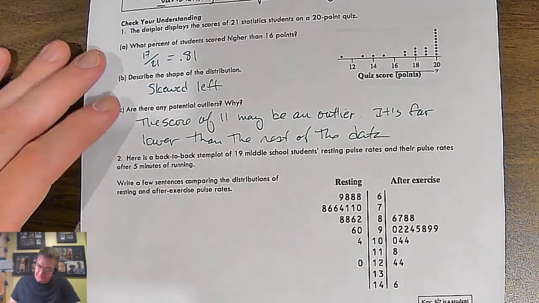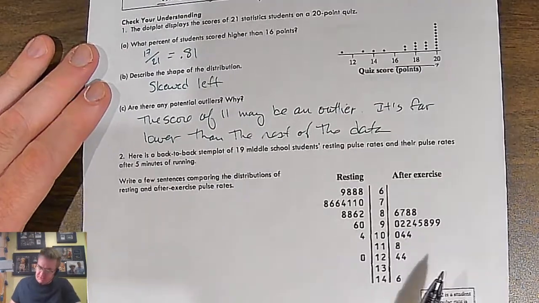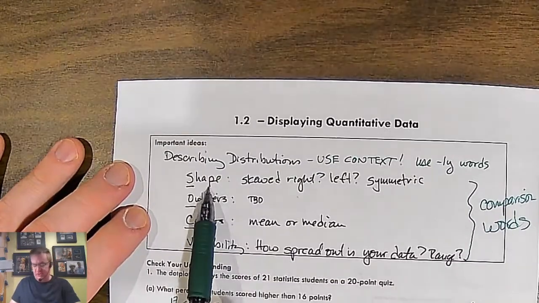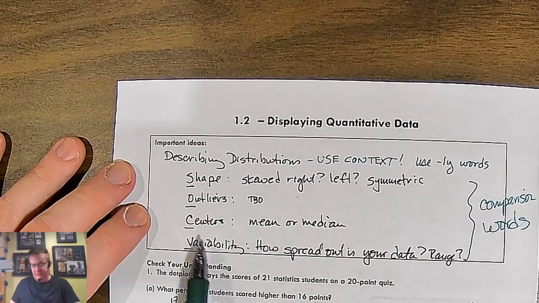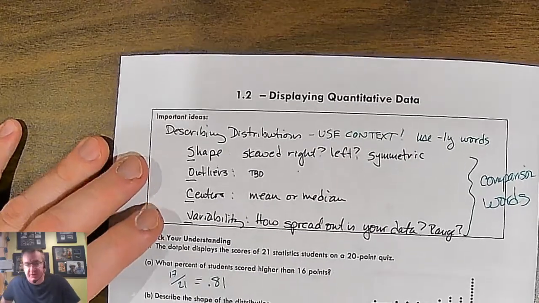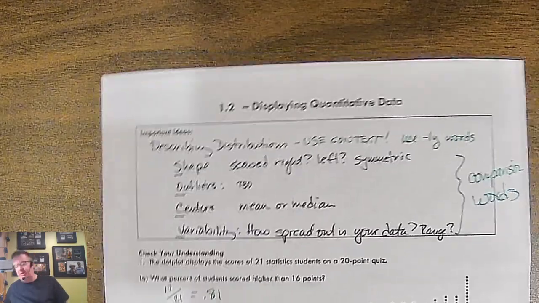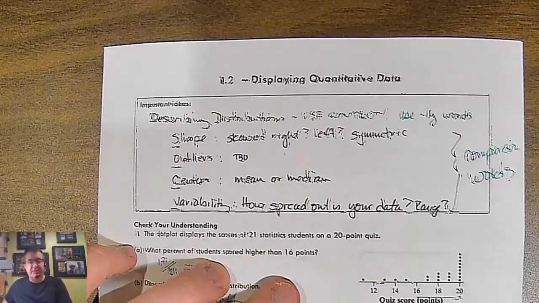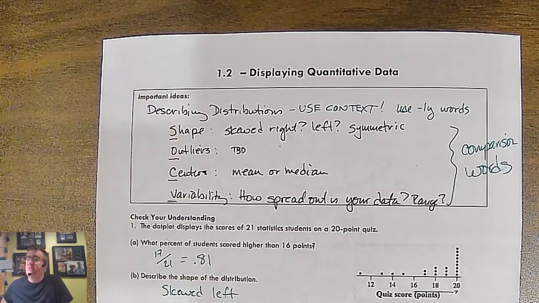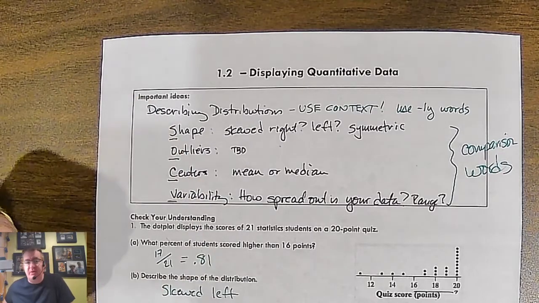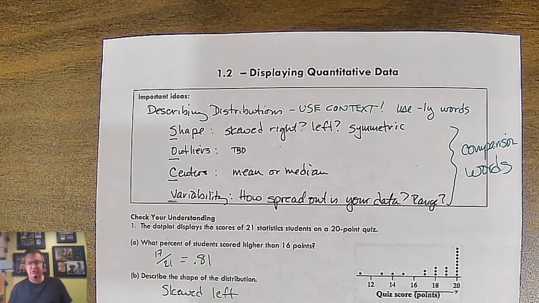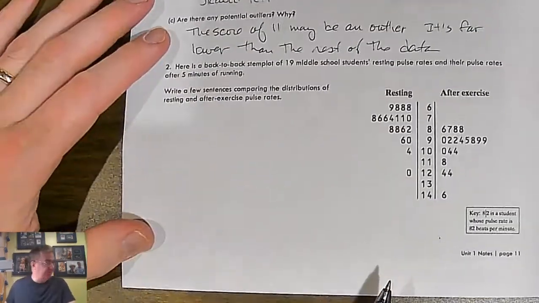So for this last one, write a few sentences comparing the distributions of these. Okay, so again, you're going to go back up to here. You're going to have to talk about the shape, the outliers, the centers, the variability. It's just going to get worked into your head, but you need to know that. There will probably be a question based on something like this where you have to describe everything. And we're going to be describing how the data looks pretty much from now until April. So you just need to make sure you hit it. Yes, you lose points if you don't.